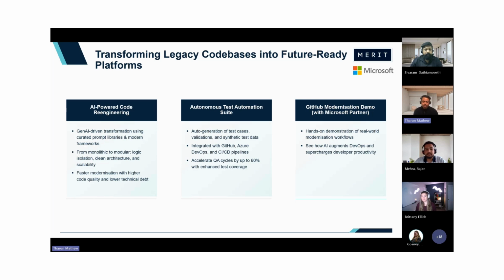Next, we explore our test automation suite, which auto-generates test cases, validations, and synthetic data, among other features, and seamlessly integrates into GitHub, Azure DevOps, and other CI/CD pipelines. Finally, you'll see this in action through a GitHub modernization demo and a second one on Boris AI, a merit accelerator for code reengineering and testing. This hands-on experience shows how AI augments developer experience, DevOps, and elevates developer productivity in real-world scenarios. So let's now investigate how we approach legacy code modernization with GitHub and Merit.